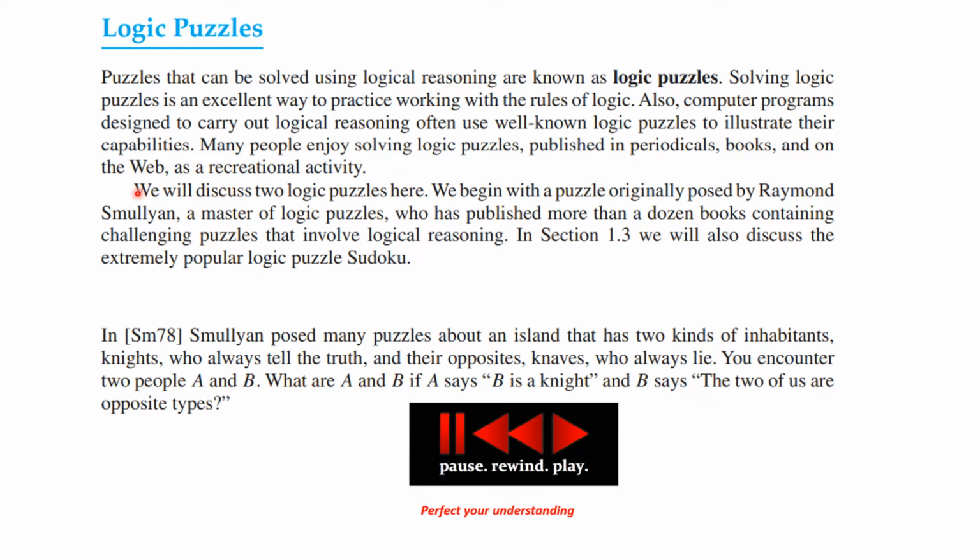Now we're going to discuss two logic puzzles here, and the first one is a puzzle which deals with an island that has two kinds of inhabitants. That means everybody there is one class or the other class: knights, who always tell the truth, and their opposite, knaves, who always lie. Sometimes versions of this talk about liars and truth tellers. But anyway, that's what we have. You encounter two people, A and B, who are inhabitants of the island. What are A and B if A says B is a knight and B says the two of us are of opposite types?